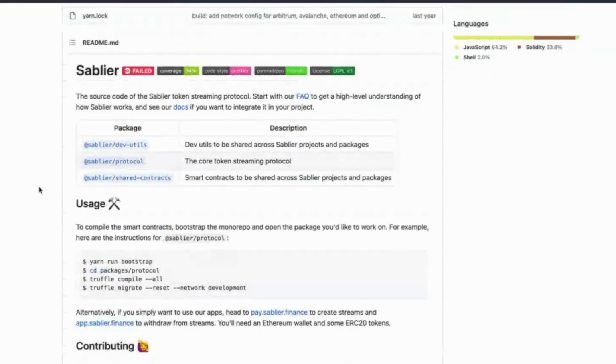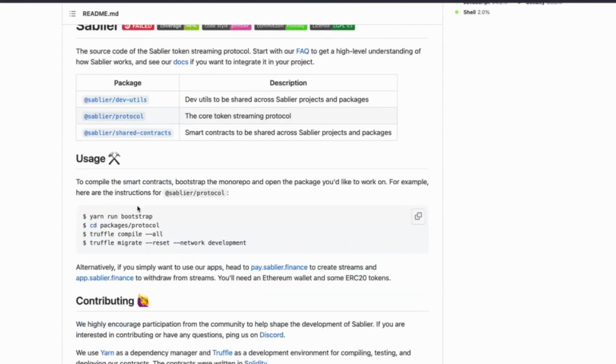Here's the docs, the README. Oh, shame the CI/CD failed. Okay, it says here, start with our frequently asked questions, get a higher level understanding of how it works, and see our docs if you want to integrate it in your project. Okay, that's cool. So you can use it as a library almost. And then here it tells you where it is. So the core token is in protocol, and dev utils is to share it across all the packages, and this is the smart contracts. Okay, so we'll look at protocol mostly, I think. Yeah.